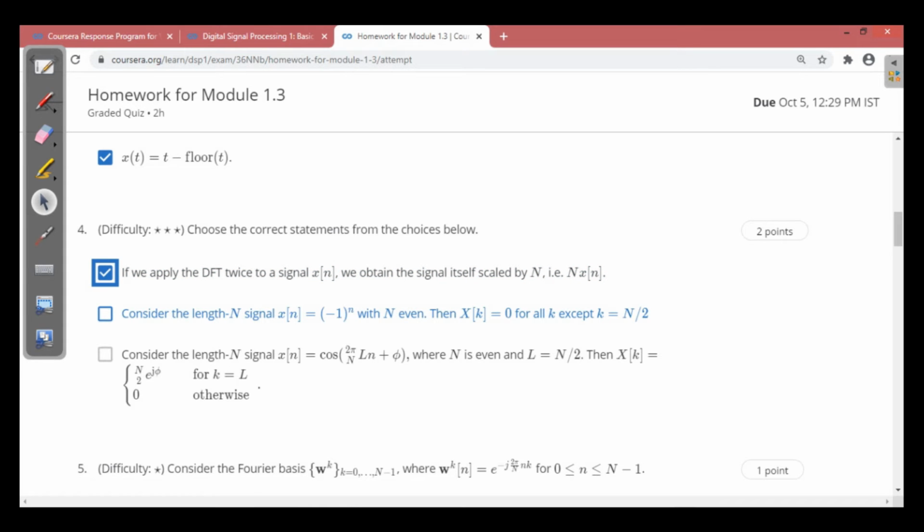Consider the signal of length N. Signal x of n is equal to (-1)^n with capital N even. Then X of k is equal to 0 for all k except k is equal to N by 2. That we'll see. So given x of n is equal to (-1)^n and capital N is even, let the capital N value be 4.